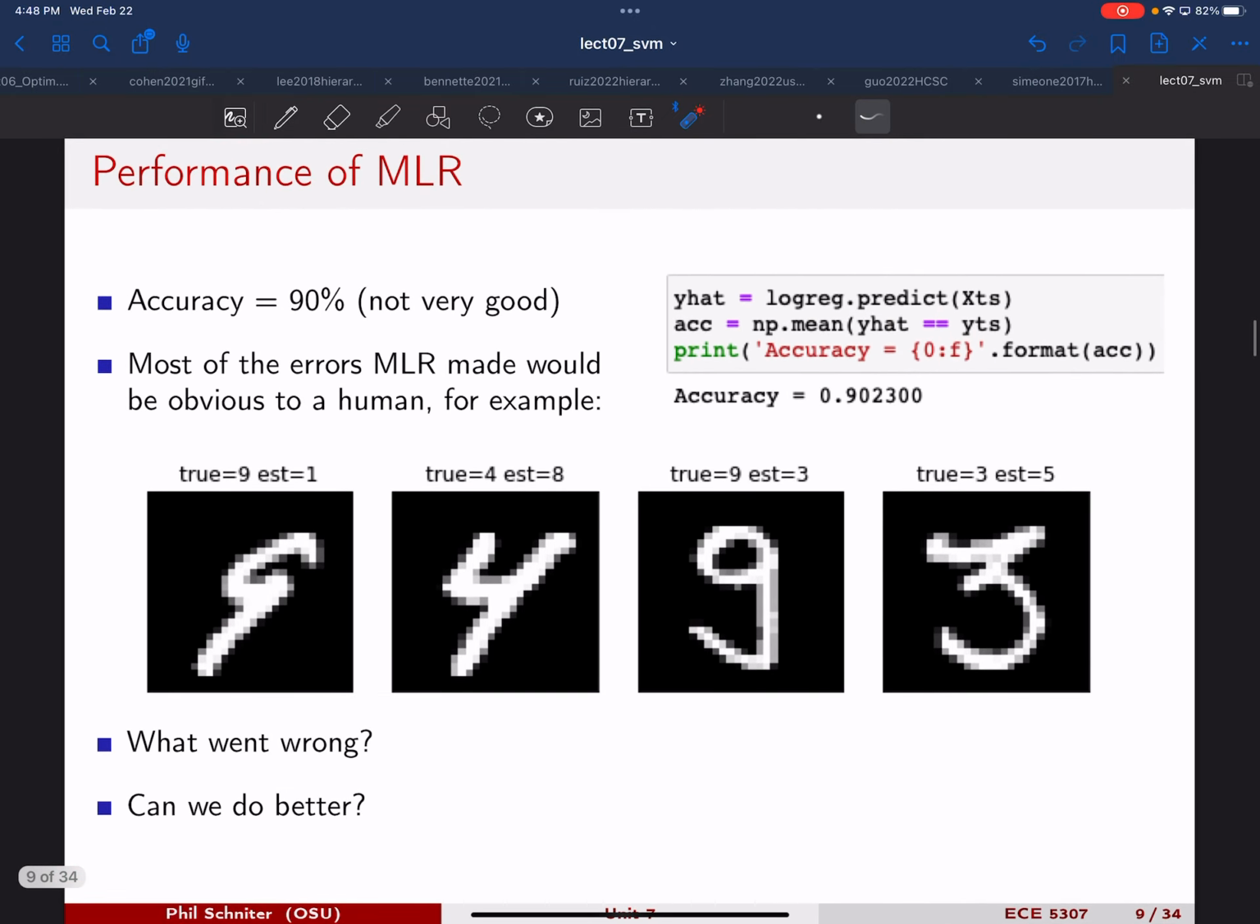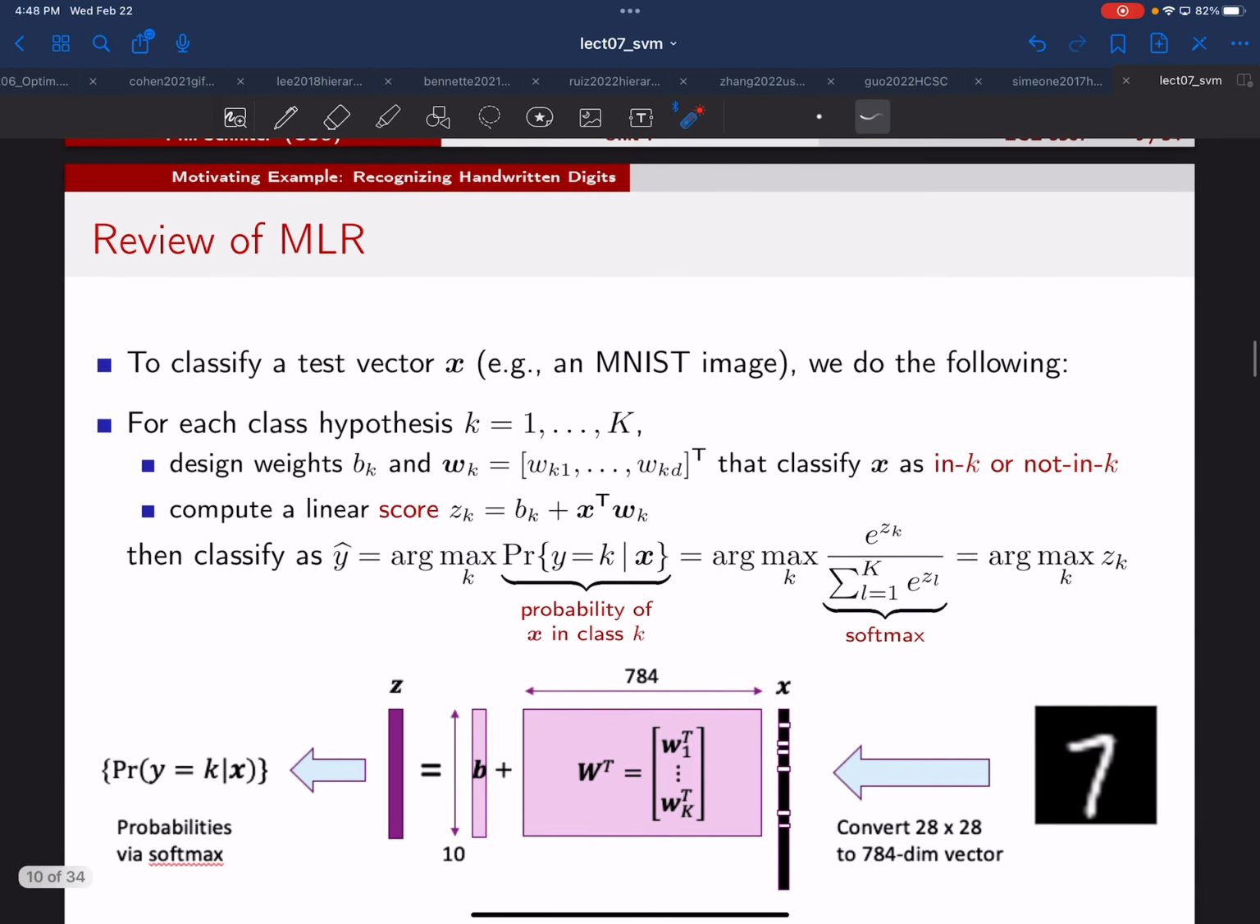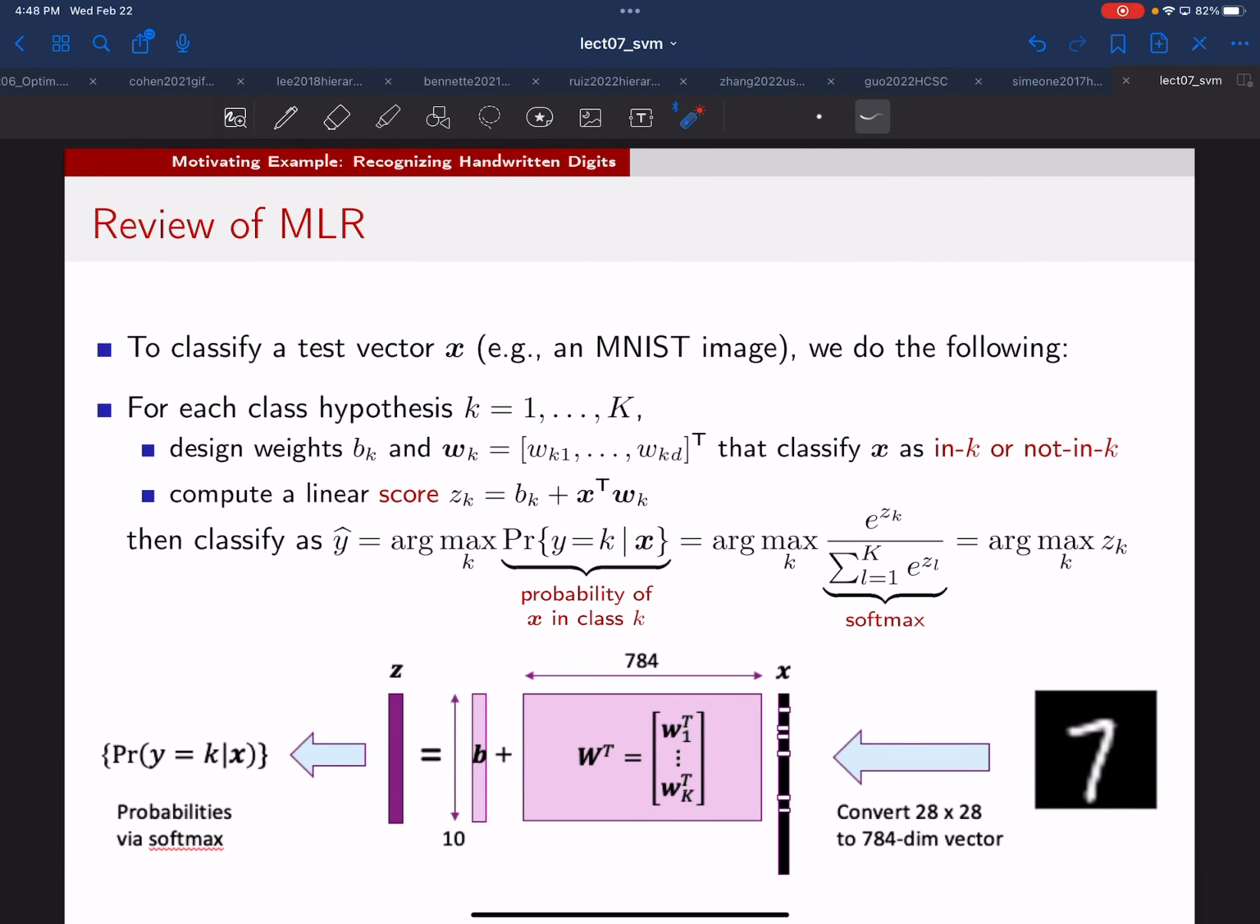To understand that a little better, let's think about MLR, multinomial logistic regression, again, and summarize it to refresh our minds. This is what happens when we want to classify a test vector X, which is in this case an MNIST image. We look at our different class hypotheses. What is capital K in this case? How many classes do we have? 0 through 9, so 10. Yes, we have 10 different classes.